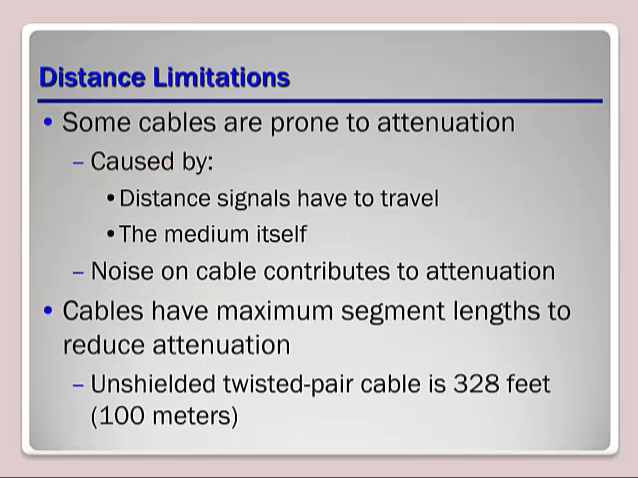All right, so distance limitations. Some cables are prone to attenuation, which is caused by the distance signals have to travel and the medium itself. Noise, cable on cable, contributes to attenuation. Cables have a maximum segment length to reduce attenuation. So after a certain distance, we're going to start having attenuation issues on these wires, and that's why unshielded twisted pair is, I think I told you like 300 feet, but it's 100 meters, which is 328 feet is what they say here. Now this is just for unshielded twisted pair. Every single cable has its own rated limits.